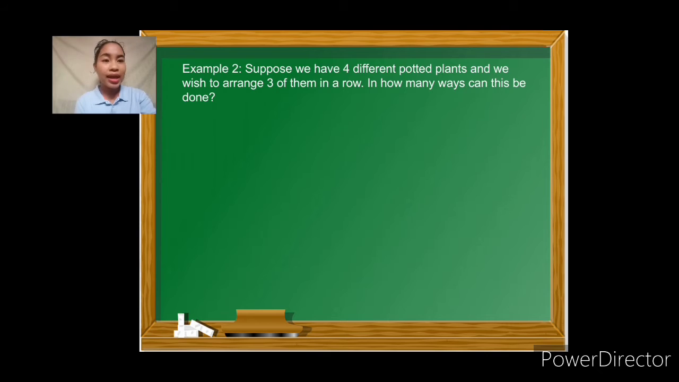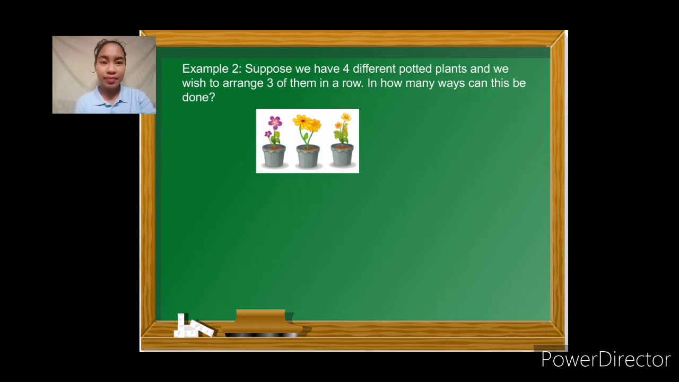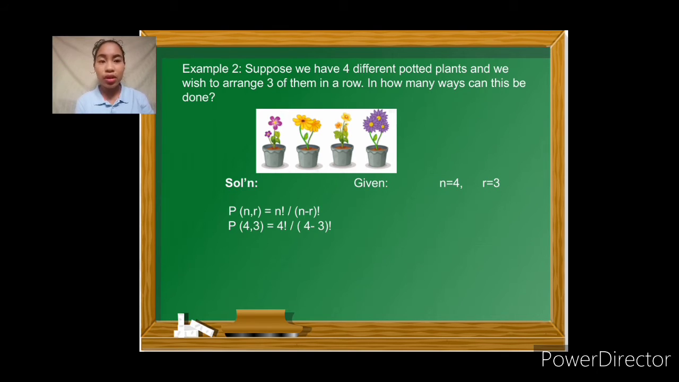So another example. Suppose we have 4 different potted plants and we wish to arrange 3 of them in a row. In how many ways can this be done? Okay, so first, let us list all the givens. Our n is 4 and our r is 3. So the formula, we have permutation of n objects taken r at a time is equal to n factorial over n minus r factorial.